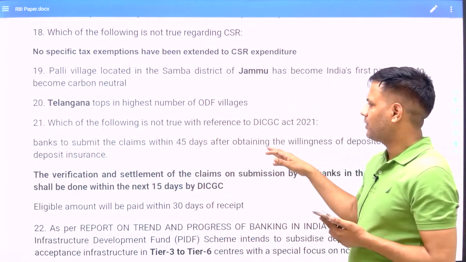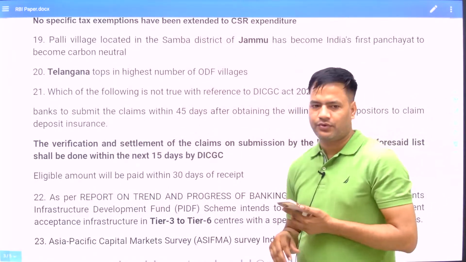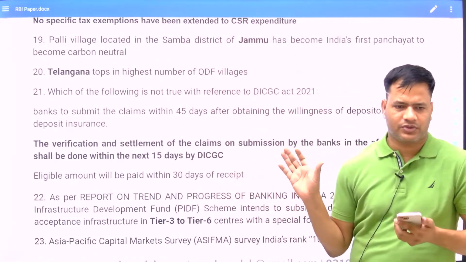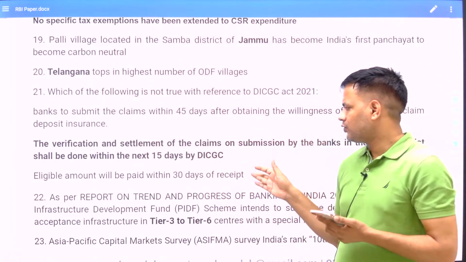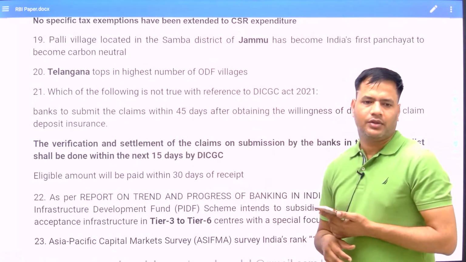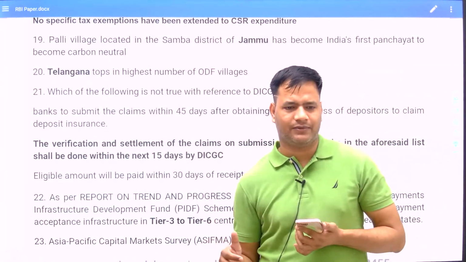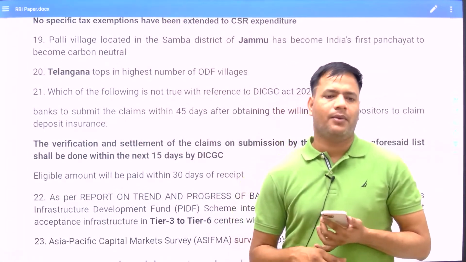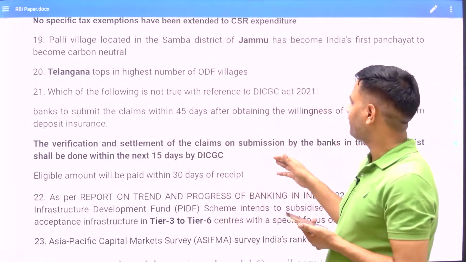Telangana. Which of the following is not true with reference to the DICGC Act 2021? These are very hot topics because this act was amended recently in 2021, and there was much other news in the last four or five months. Most of the questions were asked on current affairs of May, March, April, February, January.